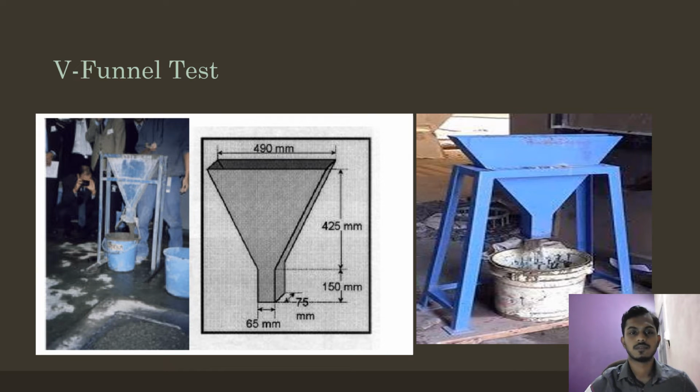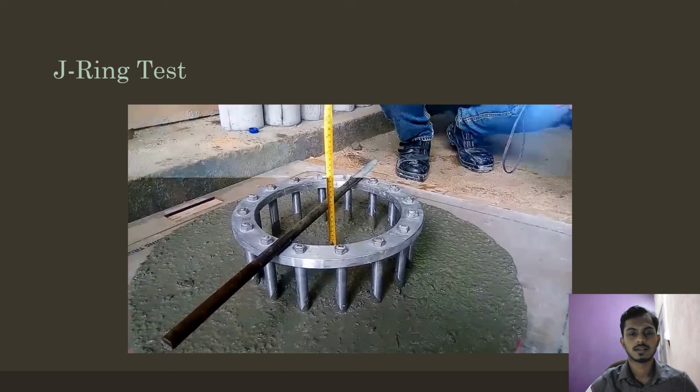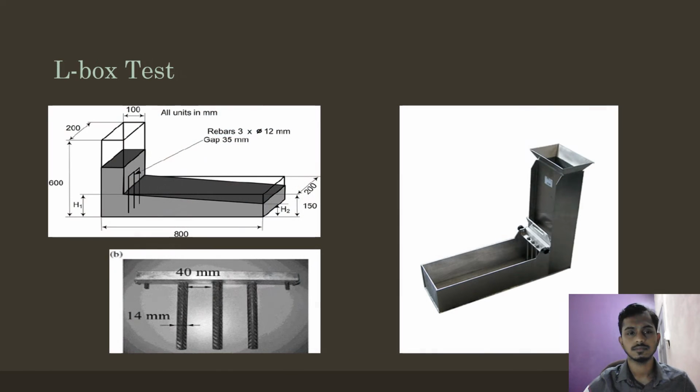This one is the V-funnel test. This is the equipment of the V-funnel. They use it to check the SCC concrete. And this is the Orimet test, this is the equipment of the Orimet test. Then the J-ring test. This is the J-ring, and they measure the concrete height by using this test.